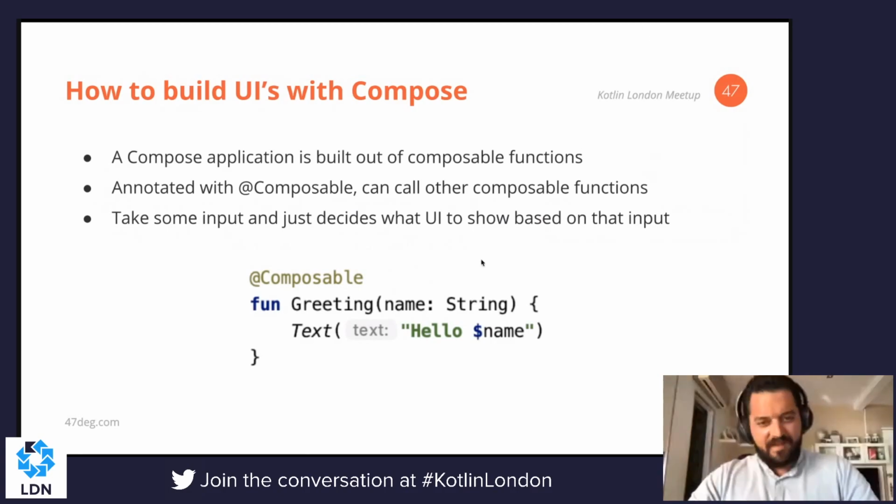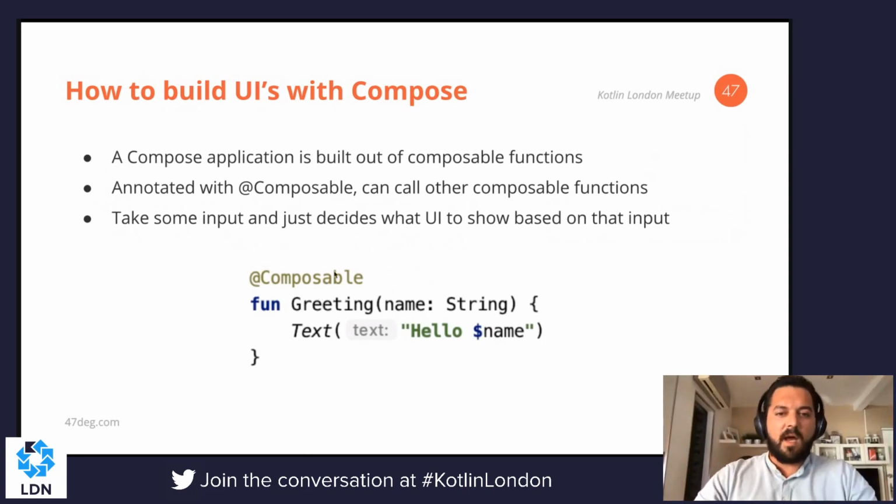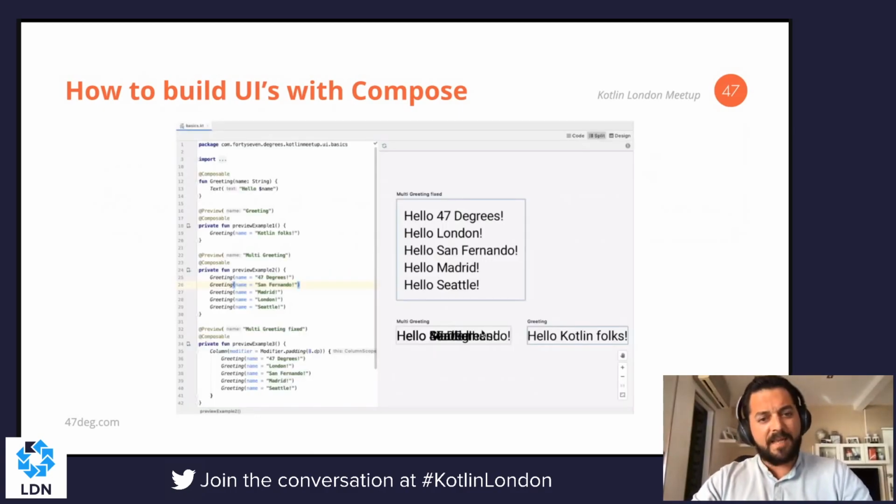Hello world. So this is how we will do it in Compose. So we have our function annotated with the @composable annotation and has some input, the name, and we will render this text based on this name, right? Easy. Let me show you some more examples.